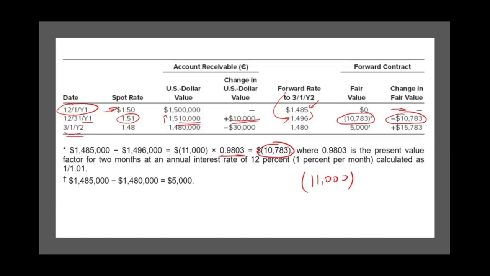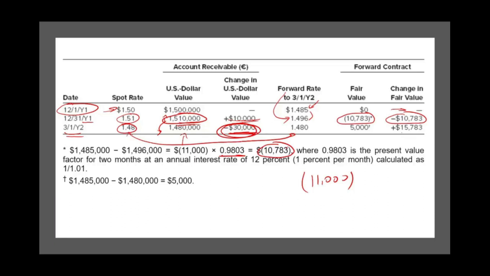March 1st, the spot rate was $1.48, and when the spot rate is $1.48, the forward rate at that point will be $1.48 too. So now the receivable is 1,480,000. We are at a loss of 30,000, because by December 31st, the receivable was 1,510,000. Now it went down 30,000. The forward rate and the spot rate are the same because this is when you're going to execute the transaction.